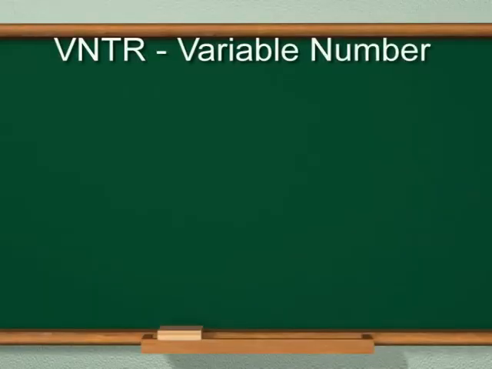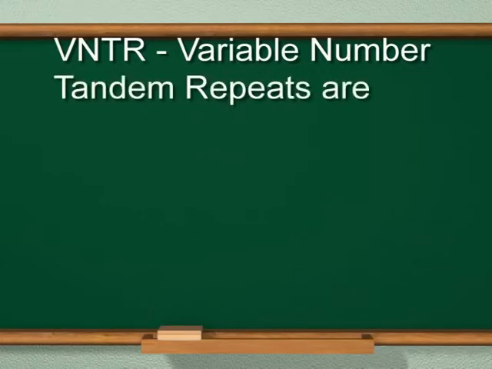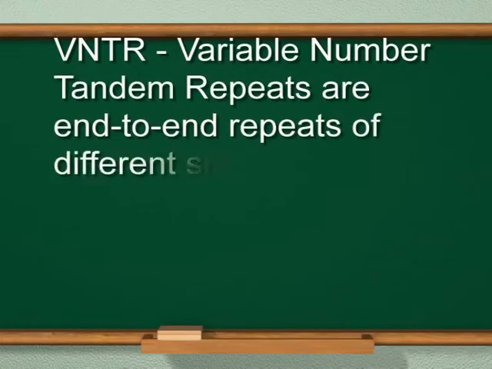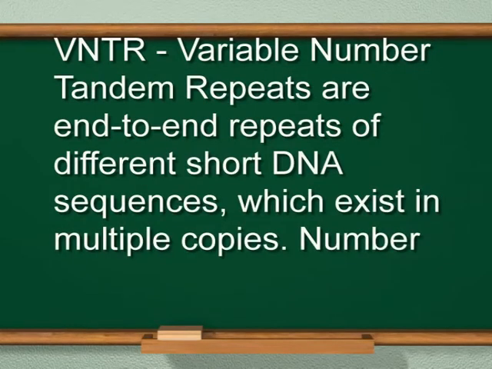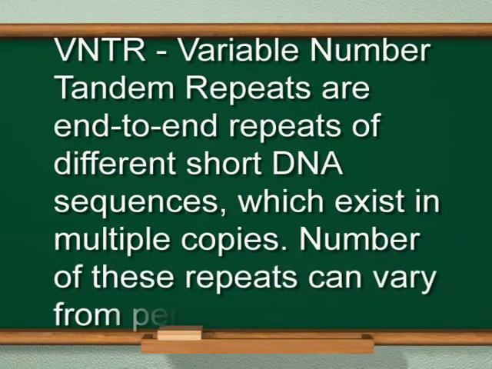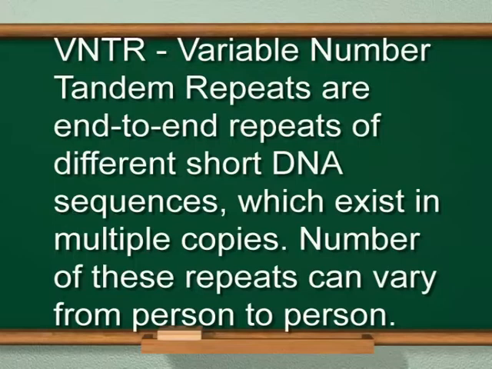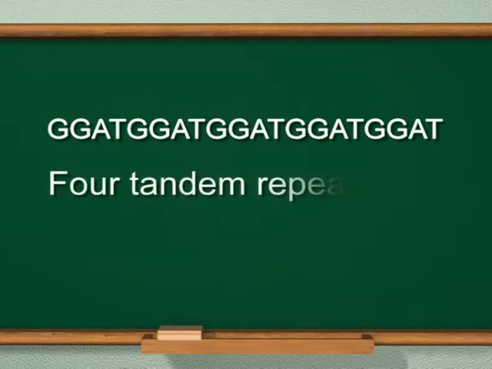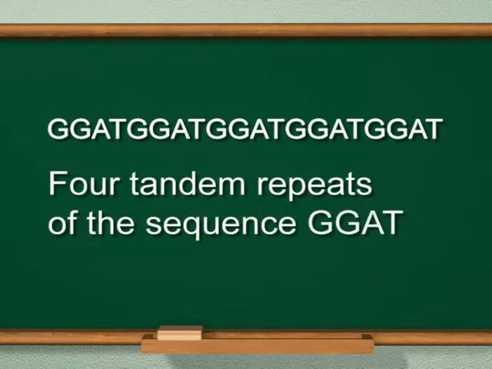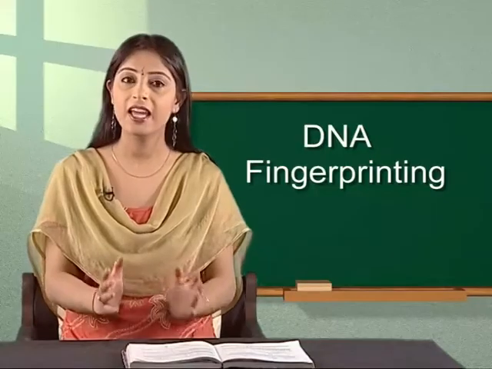VNTR: Variable number tandem repeats are end-to-end repeats of different short DNA sequences which exist in multiple copies. The number of these repeats can vary from person to person. An example of a VNTR is GGAT, GGAT, GGAT, GGAT, which is 4 tandem repeats of the sequence GGAT. Every human being has some VNTRs, or variable number tandem repeats.